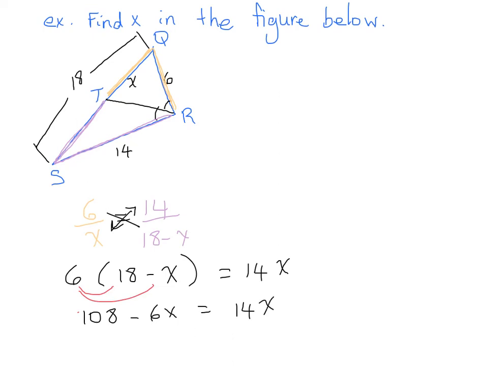All right, so we want all the x's on one side. So let's go ahead and add 6x to both sides. And we get that 108 is equal to, oh, that's supposed to be a 6, so let's fix that. 108 is equal to 20x. Now we can go ahead and divide both sides by 20. I'll put it on top here because I ran out of space. All right, that eliminates there, and we get that x is equal to 108 over 20, which is 5.4.